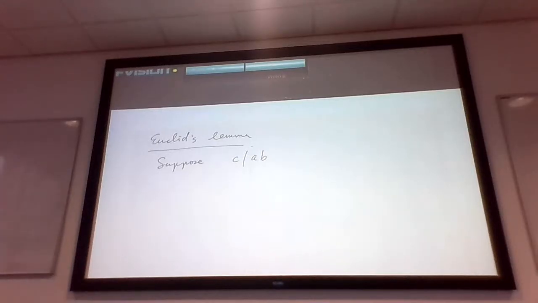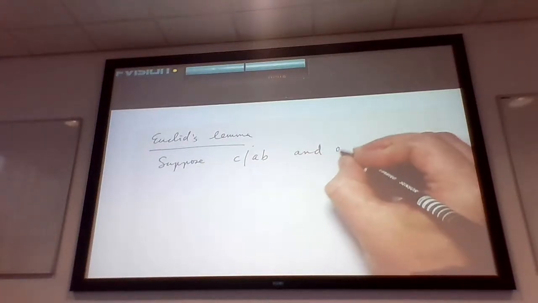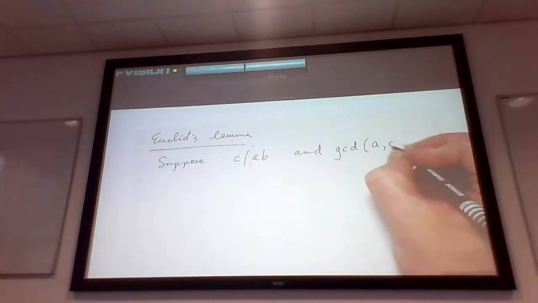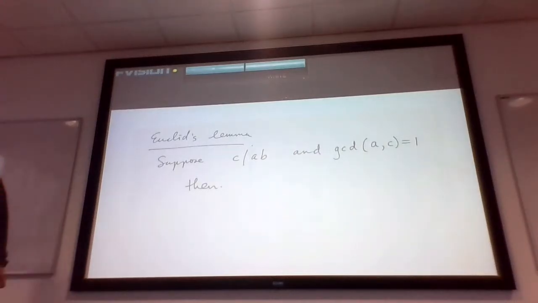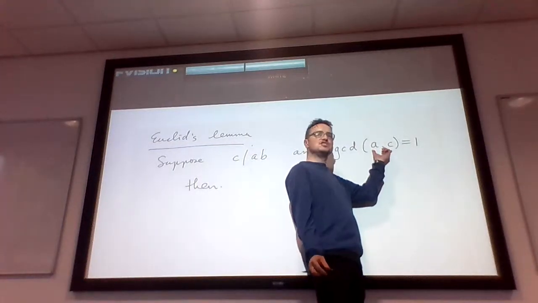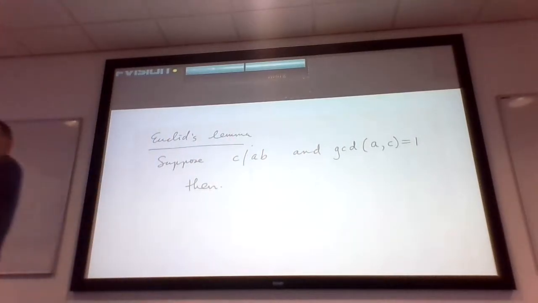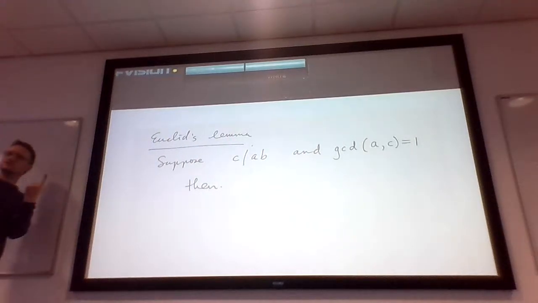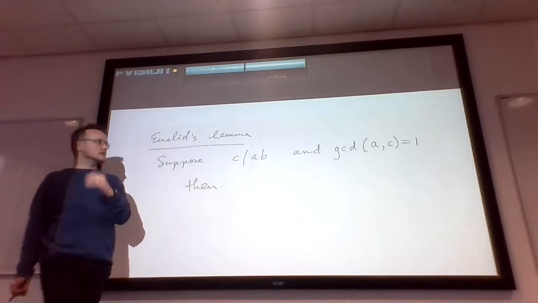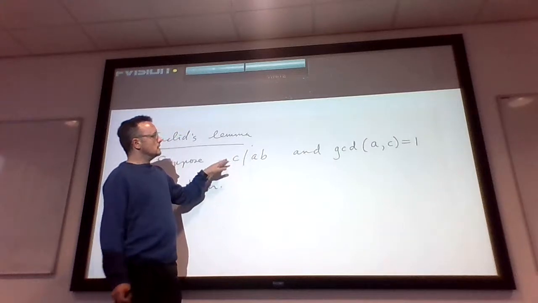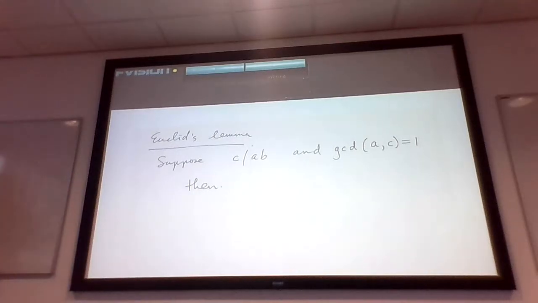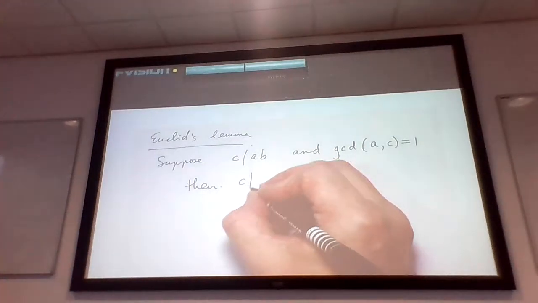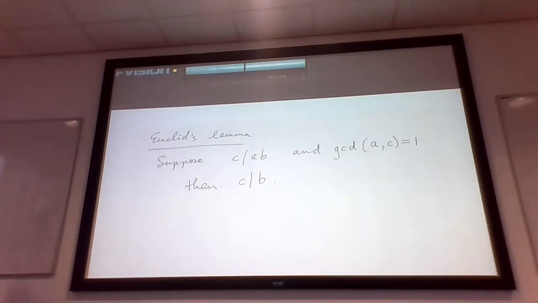So suppose a number C divides a product A times B, and that we know the greatest common divisor of A and C is 1. Remember, that says that A and C share no divisibility properties. They don't share any divisors at all, apart from the trivial divisor 1, which divides everything. But yet, if we assume that C divides the product AB, if C has nothing to do with A, the conclusion is then that C divides B.